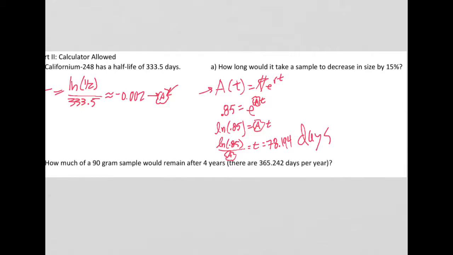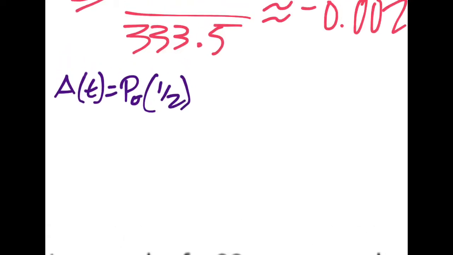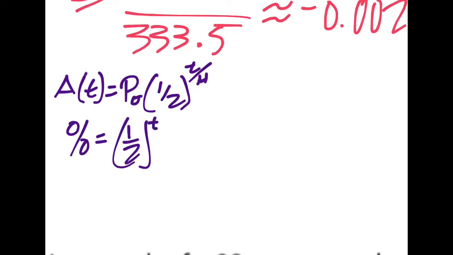But I want to do this another way for you. Remember we came up with another formula. Our second formula involving half-life was A of T equals our principal quantity times 1/2 to the power of, what was it, T, the time, divided by the half-life. So in this problem, we can get the equation. It's going to be the same deal with the percents. We can get the percent equals 1/2 to the power of the time divided by the half-life.